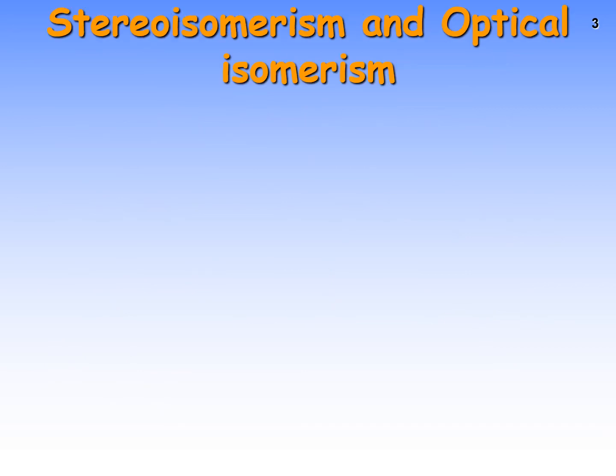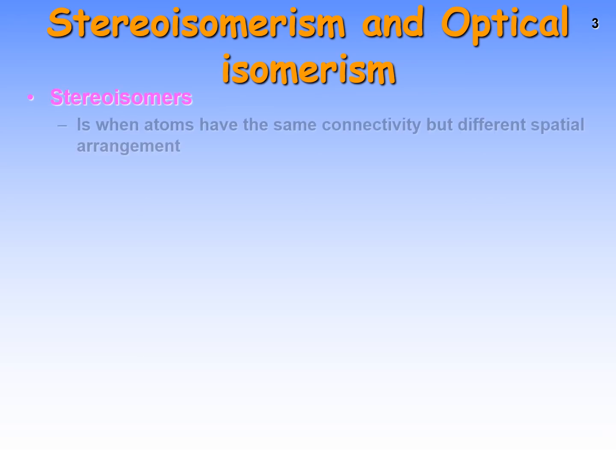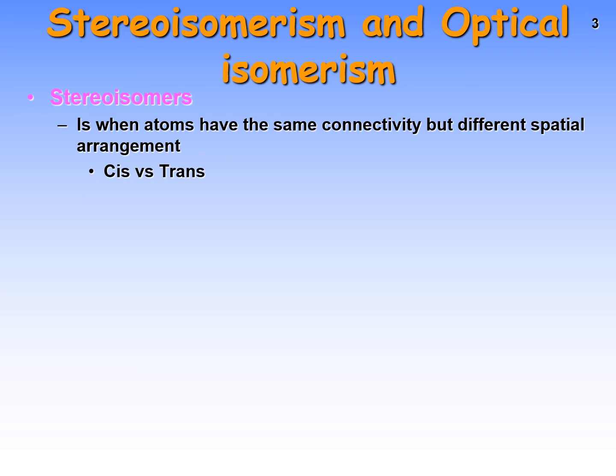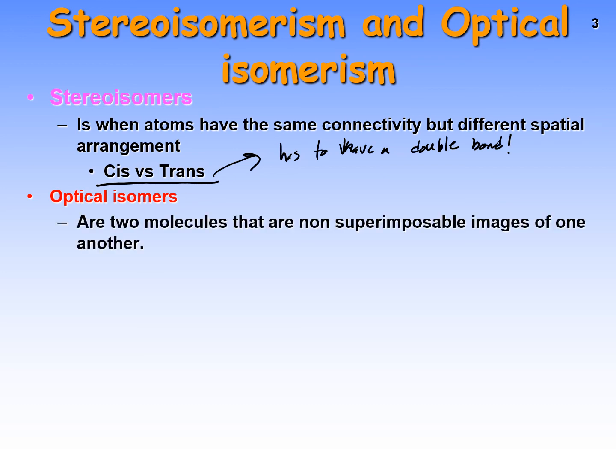So isomerism and optical isomerism, we've talked a little bit about this in chapter 24. Stereoisomers are things that have the same connectivity but different spatial arrangement. And we don't really have fac and mer like we did with coordination compounds. We only have cis-trans in organic compounds. And cis-trans only occurs when there is a double bond.